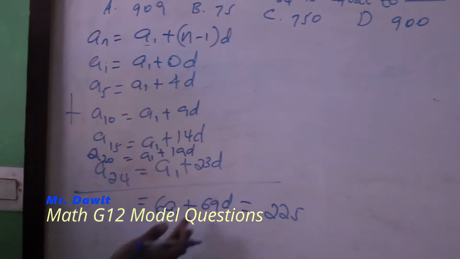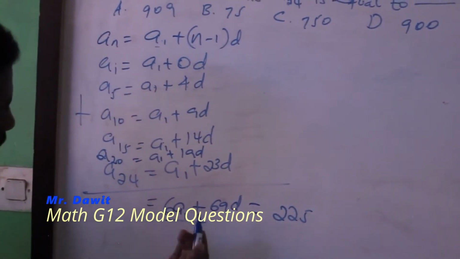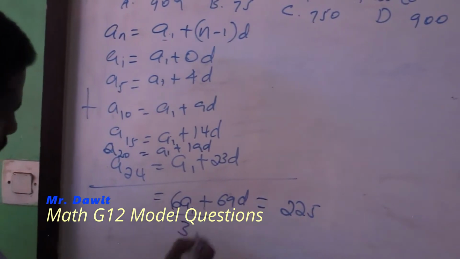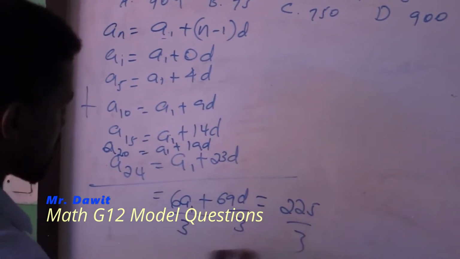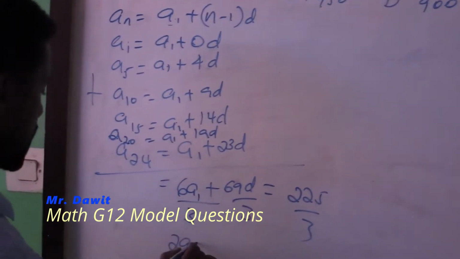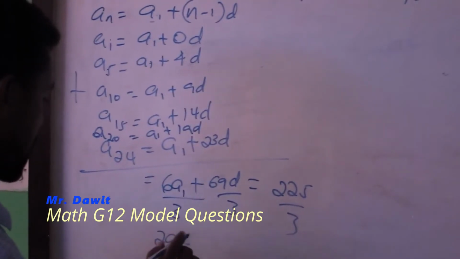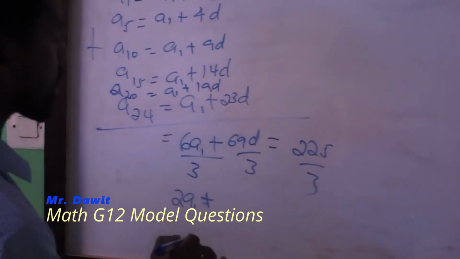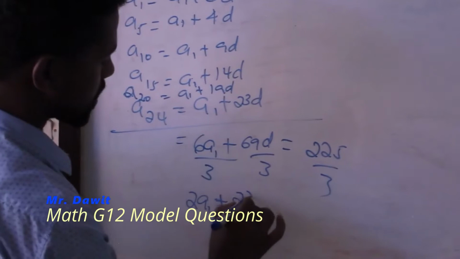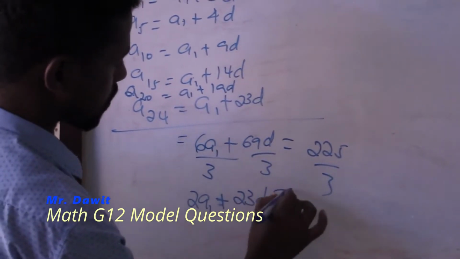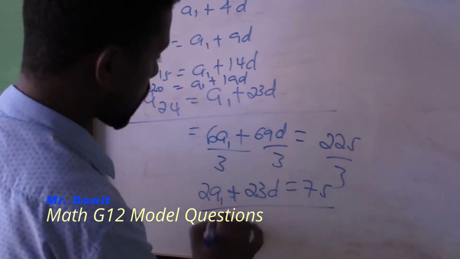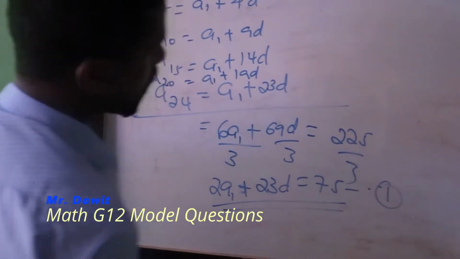So from this we can solve it, or let me divide all the numbers by 3. Yes, it is possible. Dividing by 3, that means 2A1 is equal to A1 plus 69 over 3, which is 23D, which is equivalent to 75. Let's say this is equation 1.